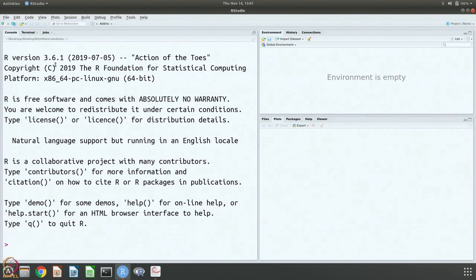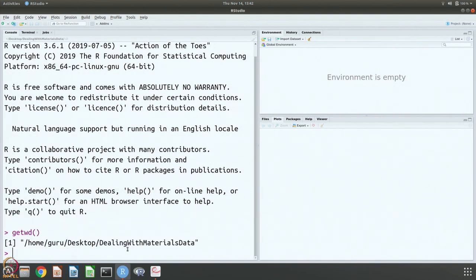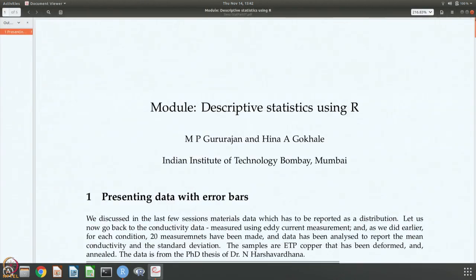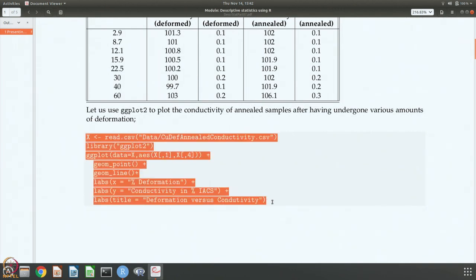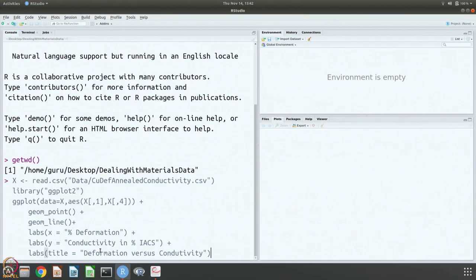Okay. So, it is version 3.6.1 and we are in the dealing with materials data directory. So, we are ready to start. Okay. So, let us get the data read and let us plot it. So, import the data. So, this imports the data. This is copper, deformed and annealed copper conductivity, and we are going to use ggplot.